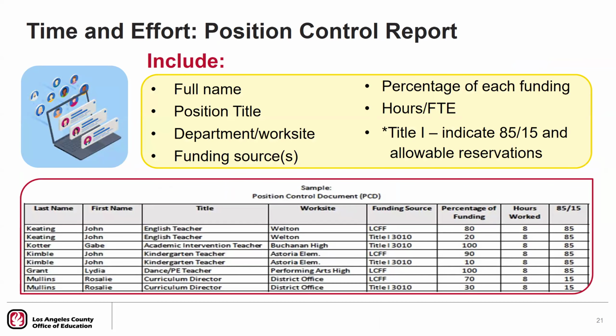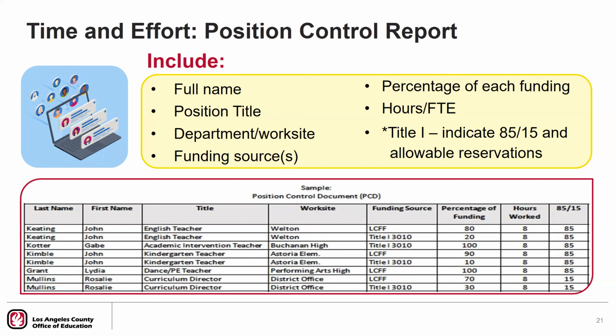Now, another document that is required for time and effort reporting is a position control report. A PCR, sometimes people call it a position control document, a PCD, ensures that the allocated funds from the grant are used appropriately to hire and maintain a designated workforce for the grant. This prevents overspending on personnel costs and demonstrates clear accountability to the Department of Ed and CDE.